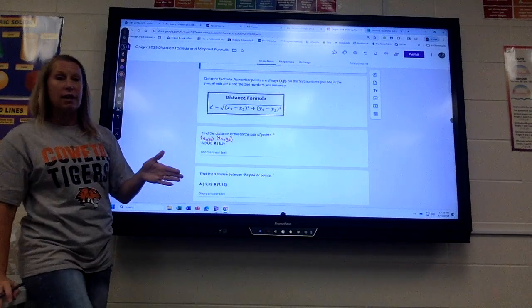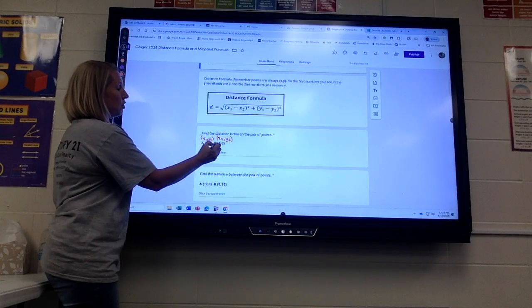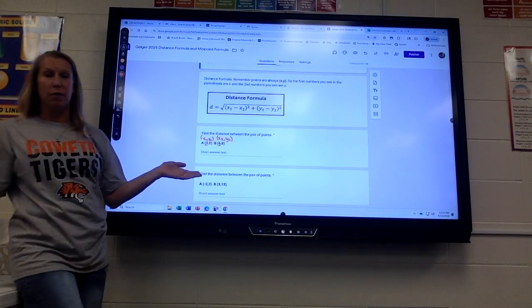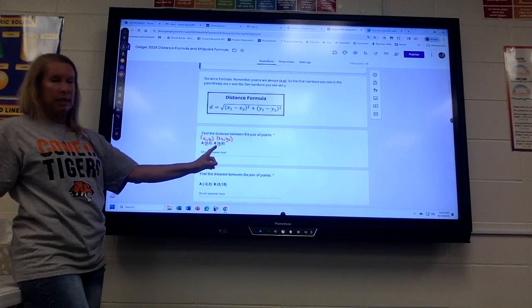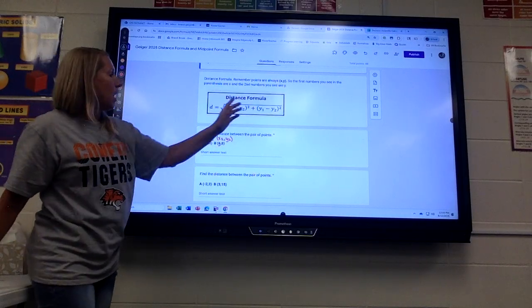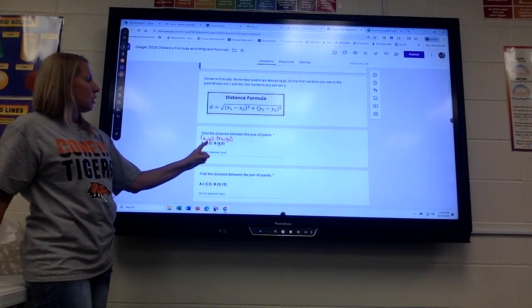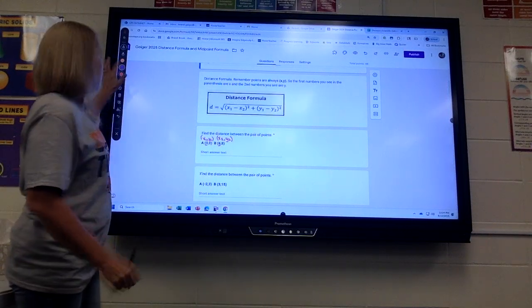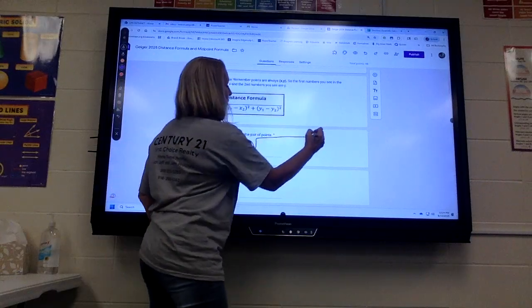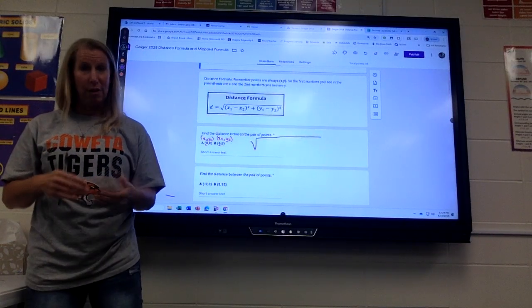So when you're doing x1 minus x2, the x's are the first numbers in each set of parentheses. So your x1 and x2 would be 0 and 6. On the y's, that's the second number in each set of parentheses. So that would be 0 and 8. So I'm going to write out what we will type in the calculator, and then I'll show you how to type it in the calculator.